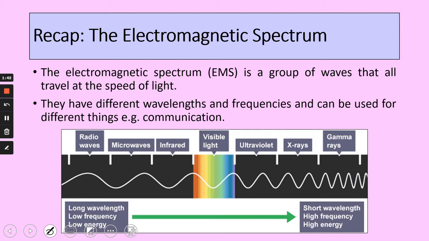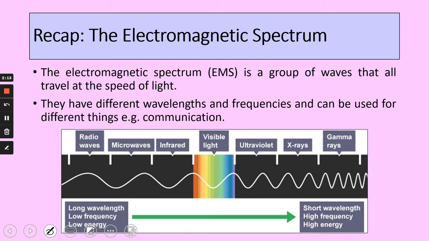So the electromagnetic spectrum, or EMS, is a group of waves that all travel at the speed of light. They have different wavelengths and frequencies and can be used for different things, for example, communication. So at the beginning of our electromagnetic spectrum, we have radio waves. These have a long wavelength, low frequency, and low energy. As you can see, as we go across the electromagnetic spectrum, the wavelength decreases and the frequency and energy increase.